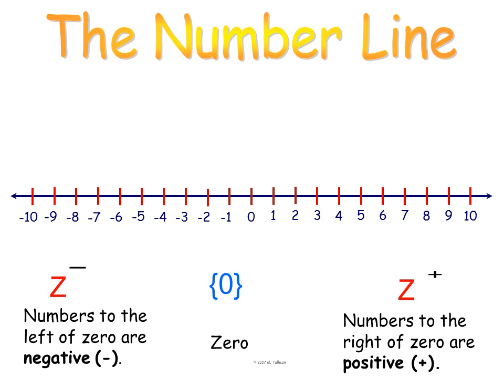The number line: 0, 1, 2, 3, 4, 5 and so on. Numbers to the right of 0 are positive, Z positive. 0, which is neither negative nor positive. -1, -2, -3, -4, -5 and so on. Numbers to the left of 0 are negative, Z negative.